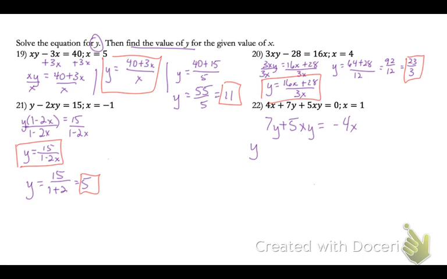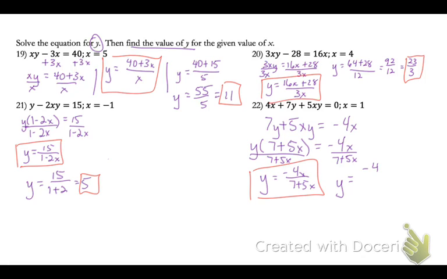equal sign by subtracting. Now factor out a y from each of those terms, reverse distribute. So you'll end up with 7 plus 5x, equaling negative 4x. Then divide each side by 7 plus 5x. So your first answer is y equals negative 4x over 7 plus 5x.